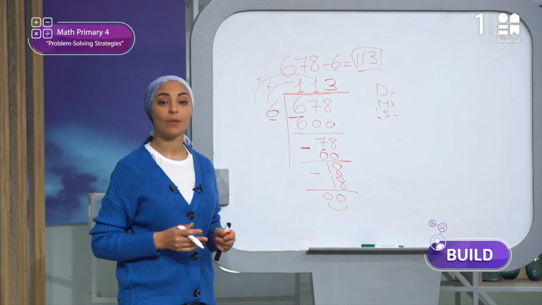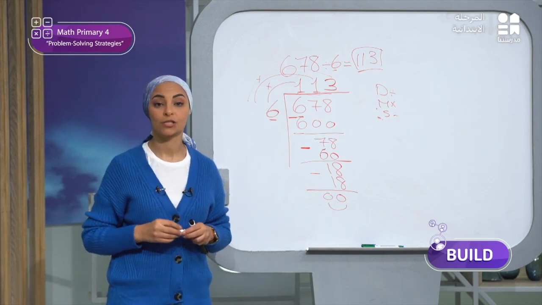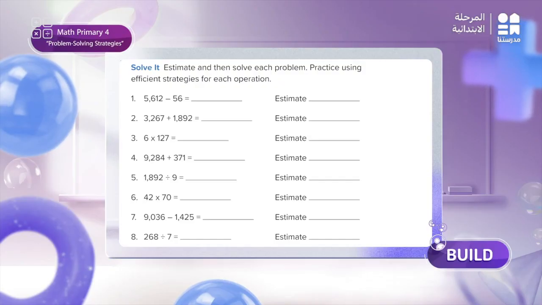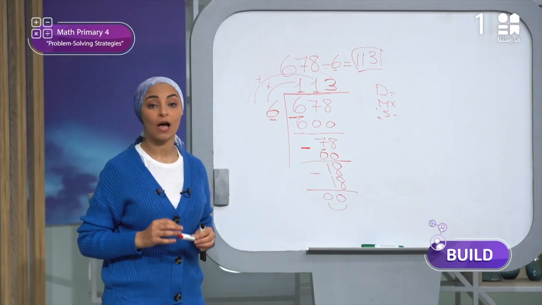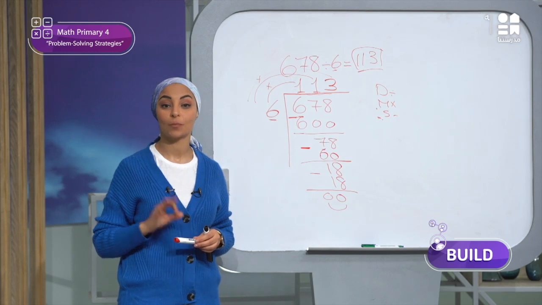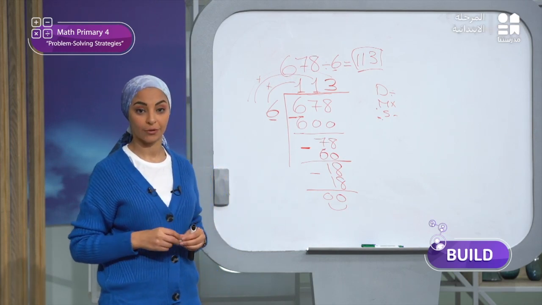And now, after remembering some of the strategies we have learned, let's head to the activity Solve It on page 332 in your school book. Here we will answer a group of problems, but first we will estimate the answer. And then I will choose the strategy that gives us an accurate answer. I will give you now some time to answer problem number 3. When we get back, we will answer it all together.